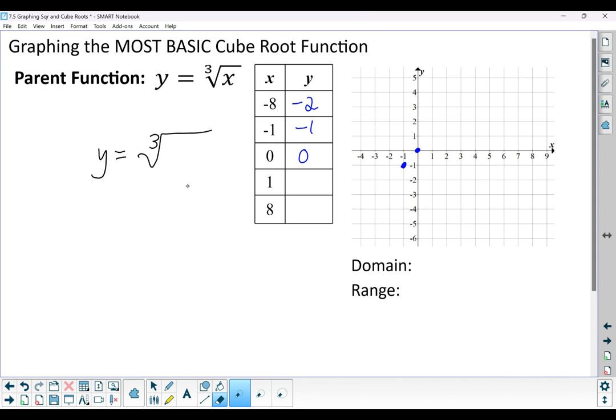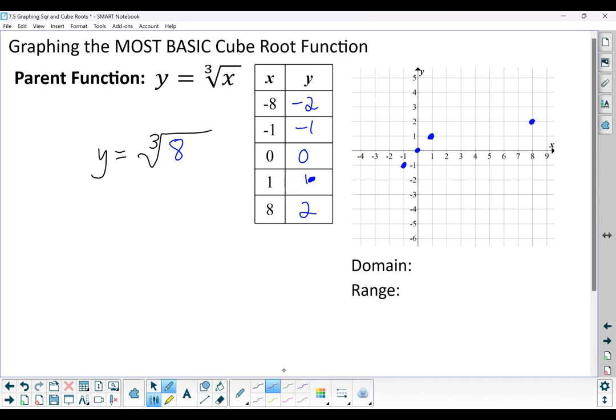The next x value is 1, and the cube root of 1 is 1. So this is almost looking like a line with those 3 points. And the last one I'm going to substitute in is 8, and the cube root of 8 is 2. So not a line. Okay, so we had this other point. I'm going to eyeball where it goes, maybe like here.